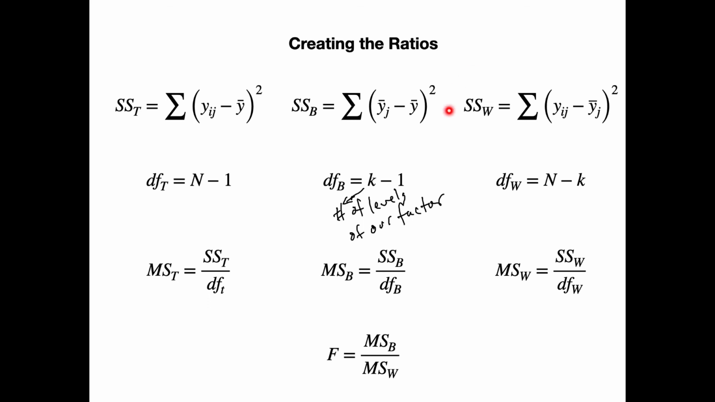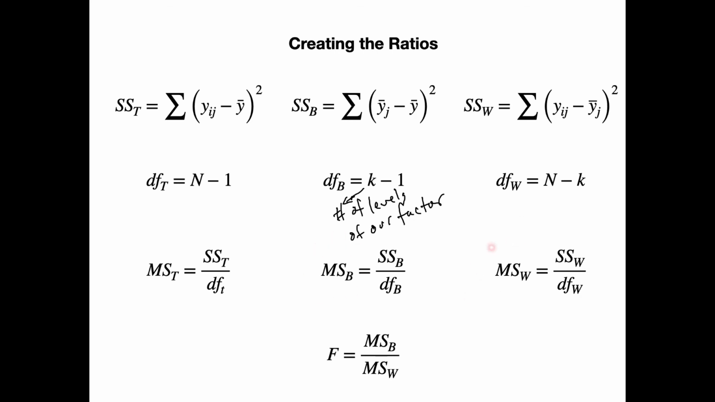Then we take the sums of squares within and divide it by its degrees of freedom, n minus k, where n is our total number of subjects and k is the number of levels of our factor. That gives us our mean square within, the average of these differences. And then the F is the ratio of this thing to this thing.